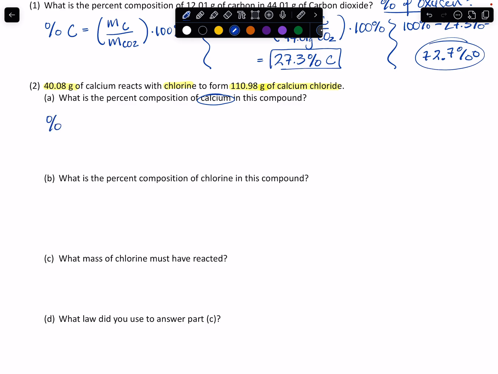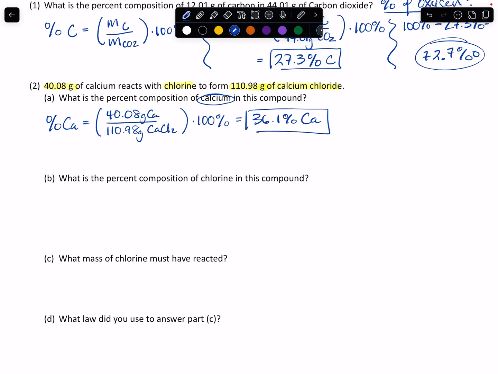All right, the percentage of calcium is going to be equal to the mass of calcium, 40.08 grams, divided by the whole, 110.98 grams. Calcium chloride has this formula. We're going to learn that too, just not quite yet, but you can believe me. All right, so if I take the 40.08, divide by 110.98, multiply by 100, I'm going to get 36.1% for the percentage of calcium within this compound.